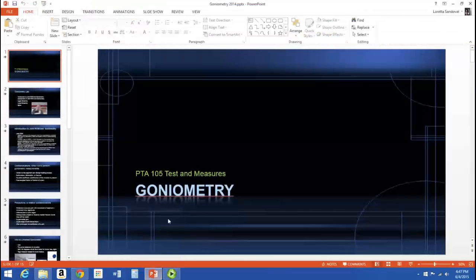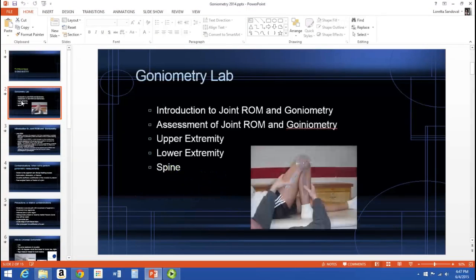Hi everyone, this is the lecture on goniometry. It's the first subject that we're going to tackle in tests and measures. In the first lab we'll be talking about goniometry, how to assess joint range of motion for the upper extremity, lower extremity, and spine. Before we get to that lab, you all will have a project where you're investigating one particular motion and how to measure that with the goniometer. So hopefully you all have a good idea of how to start.